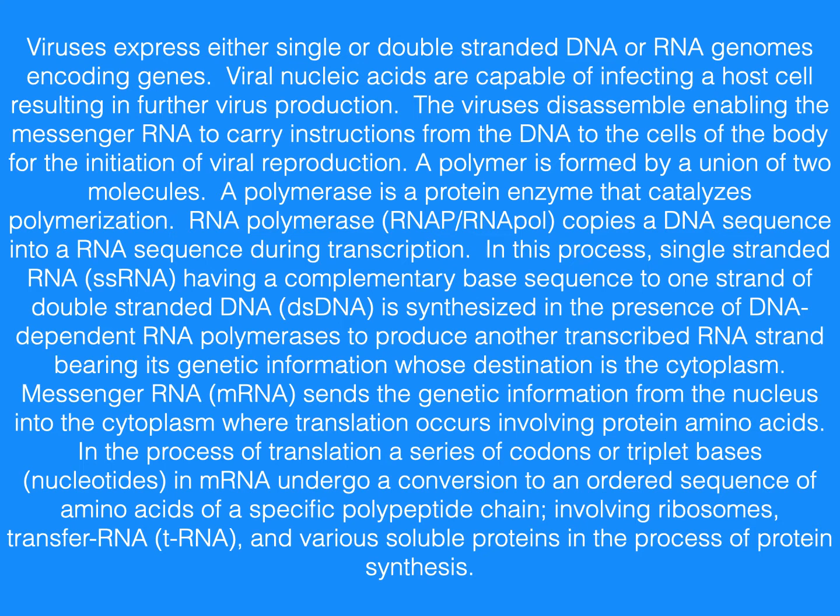A polymer is formed by a union of two molecules. A polymerase is a protein enzyme that catalyzes polymerization. RNA polymerase copies a DNA sequence into a RNA sequence during transcription. In this process, single-stranded RNA having a complementary base sequence to one strand of double-stranded DNA is synthesized in the presence of DNA-dependent RNA polymerases to produce another transcribed RNA strand bearing its genetic information, whose destination is the cytoplasm.